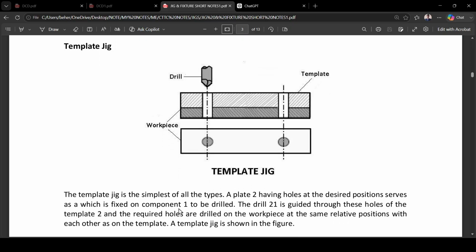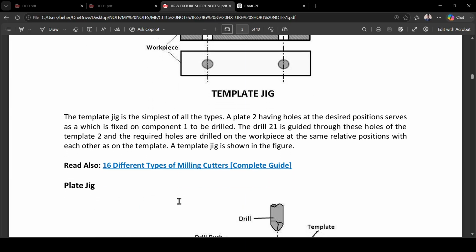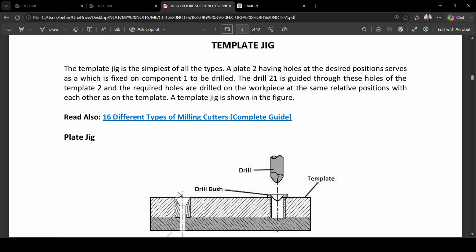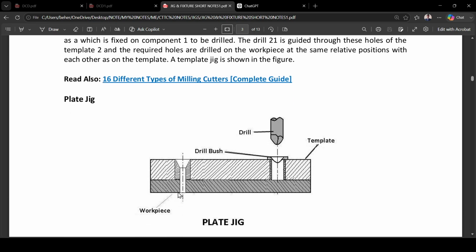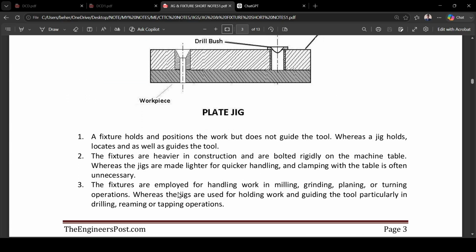What is a template jig? See, that is the image of the template jig. So what is a plate jig? See, that is the image of the plate jig. So I think he is writing everything. What is a plate jig?